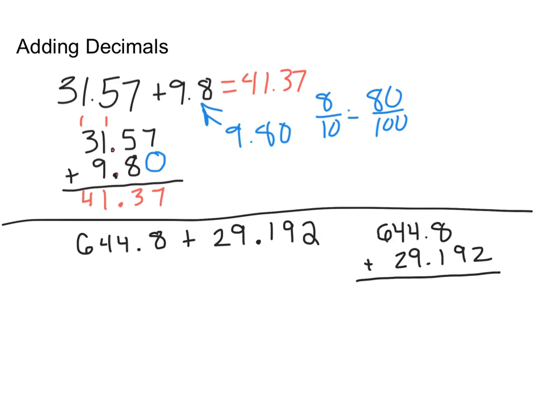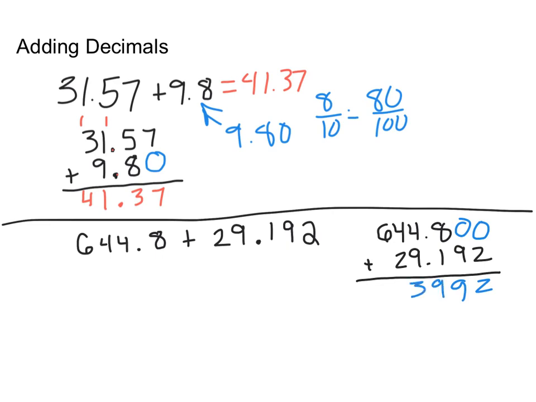So hopefully you started by lining up your place values, making sure the tens are in the same spot, the ones are in the same spot, the tenths are in the same spot. And the easiest way to do that is to make sure that decimal is in the same spot. Put in your placeholder zeros and add.